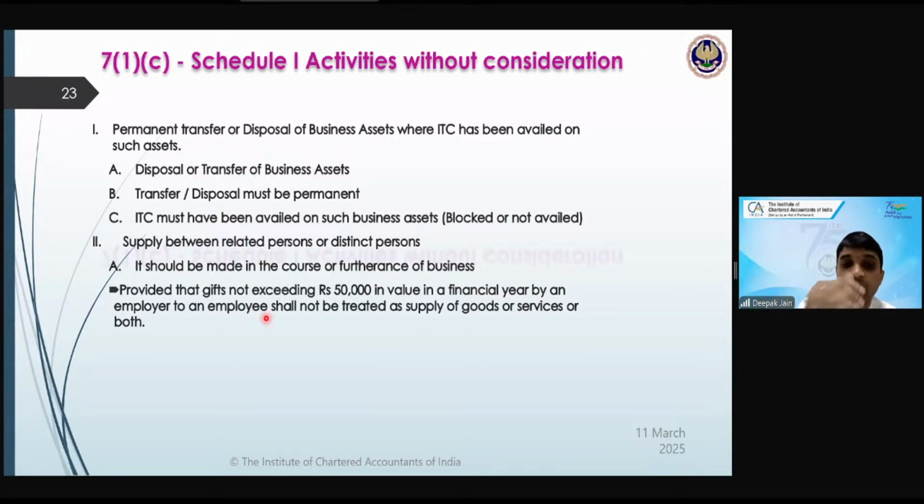Because they've said that supply between related persons without consideration is also liable to GST. But now they said that if an employer gives any gifts to the employee, he can give up to 50,000 rupees. Above that, if he gives, then it will become taxable. So per employee per year, the limit is 50,000 rupees.